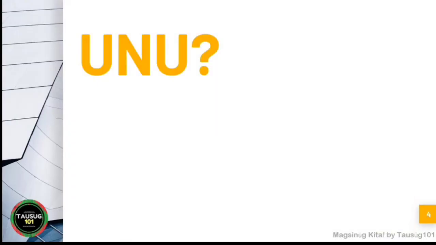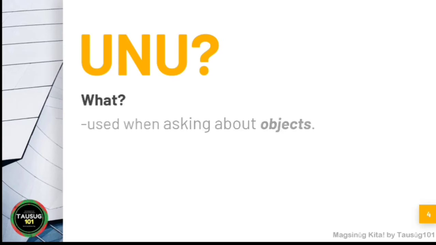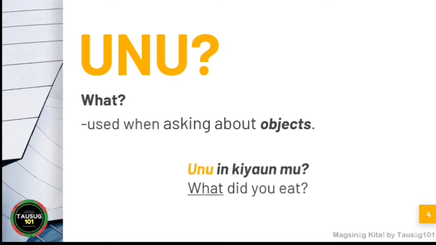Let's start with uno. Uno in English is what? We use this question word when asking about objects. An example, uno in kiaon mo. Uno in kiaon mo. What did you eat?